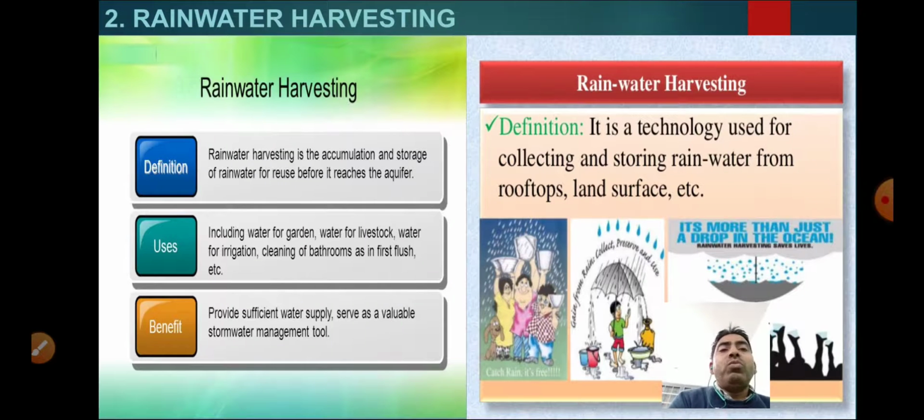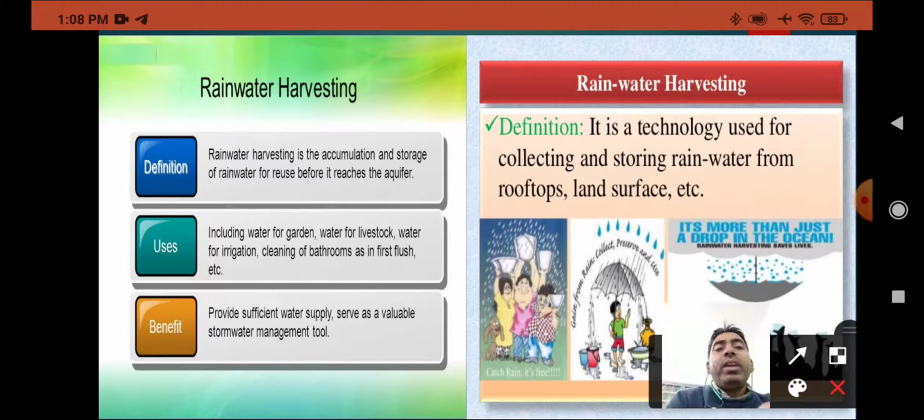Now we are moving towards rainwater harvesting. We have read rainwater harvesting earlier. Only the definition is needed. So what is rainwater harvesting? Here it is also given. Rainwater harvesting is the accumulation and storage of rainwater for reuse before it reaches the aquifer.